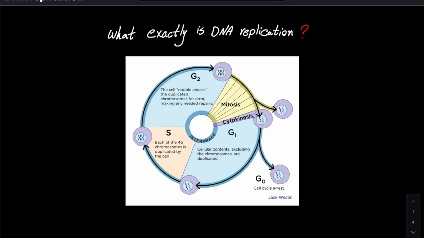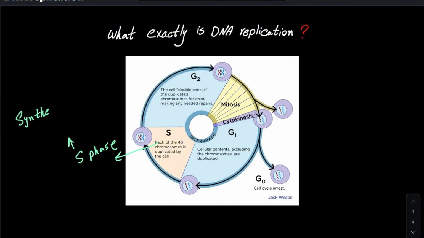What exactly is DNA replication? DNA replication is the biological process in which one DNA molecule is copied to produce two identical DNA molecules. This process happens during the S phase, or synthesis phase.